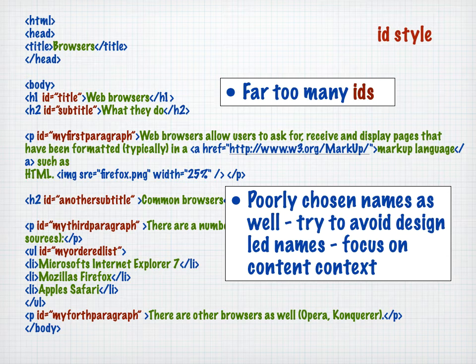And also you need to be careful about the kind of names you choose, because often you inadvertently think of a name which is describing the design of the document. So things that are not particularly good names. So for example, my first paragraph isn't a particularly good name when it should really be talking about the context of the content. So, that should really be something like introduction or something like that. A name which is meaningful rather than just something which talks about the structure of the document.